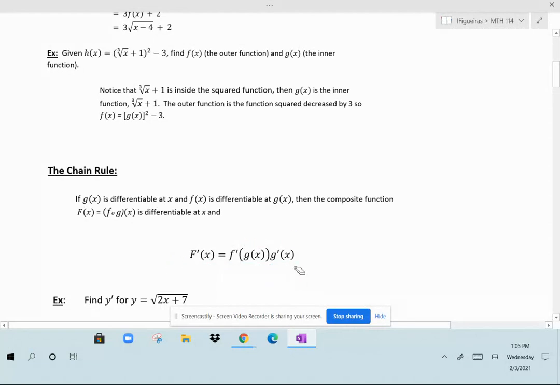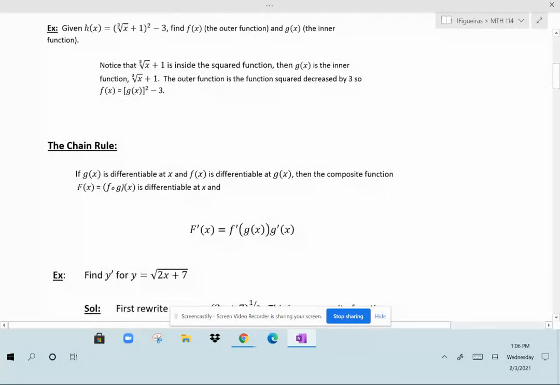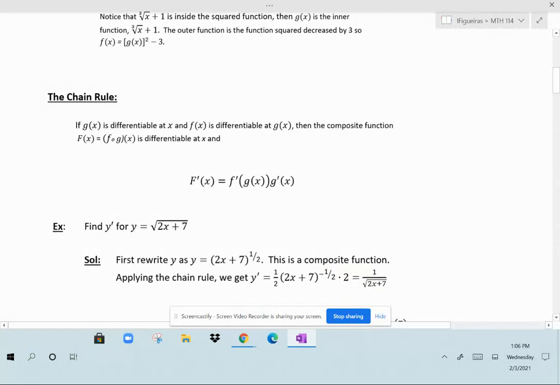So let's look at examples. We want to find y prime for y equal to the square root of 2x plus 7. So here, I know that I can rewrite this as 2x plus 7 to the 1/2. The outer function is raising it to the 1/2 power. The inner function is 2x plus 7. So remember, with chain rule, you do the outside first.